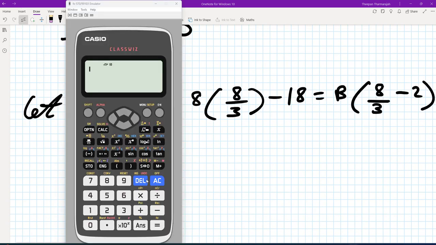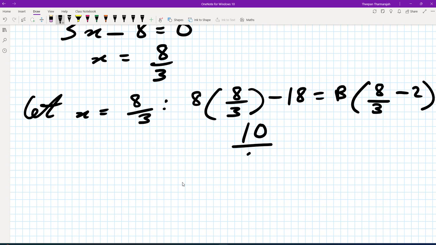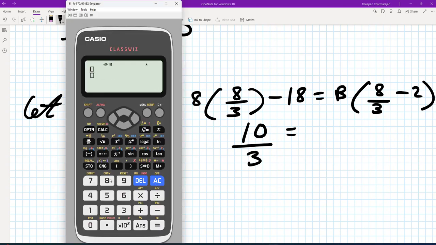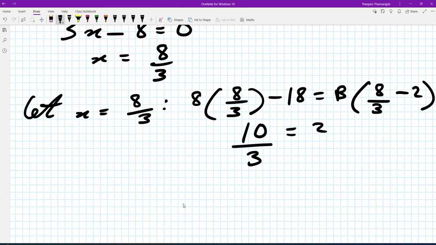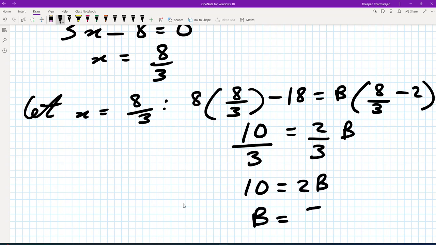So let's use our calculator here. 8 times 8 over 3 minus 18, which gives me 10 over 3. And let's do the same thing here. 8 over 3 minus 2, I get 2/3 of b. The 3's cancel out, so I get 10 equals 2b. So I get b equals 5.